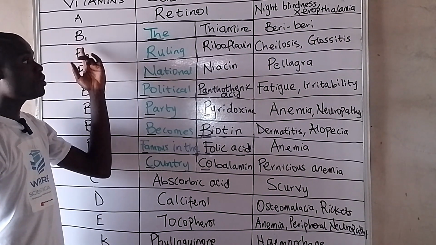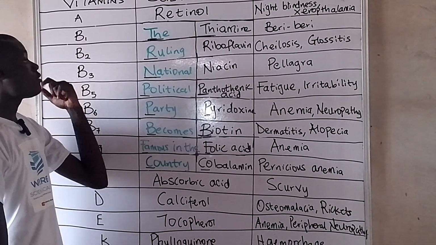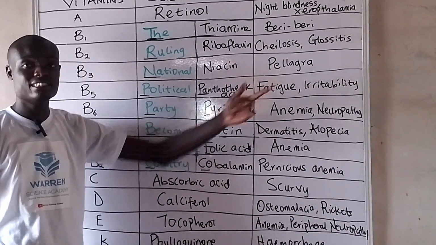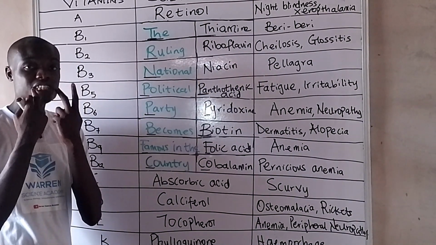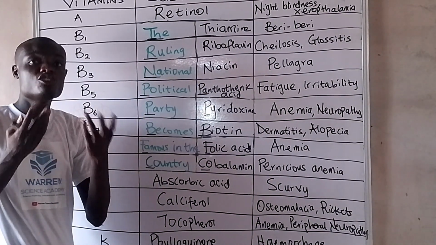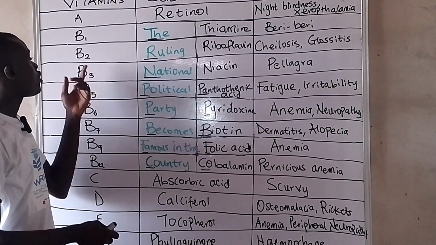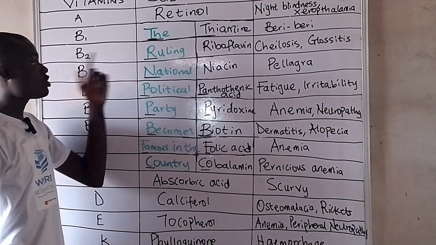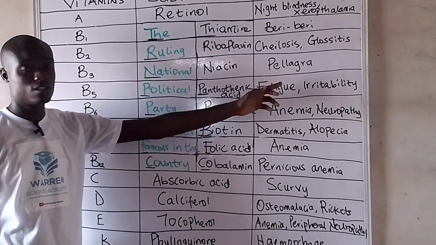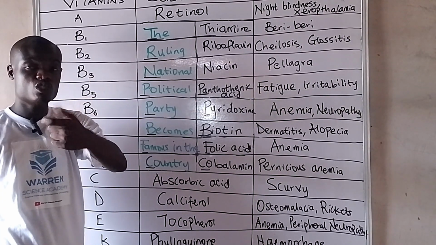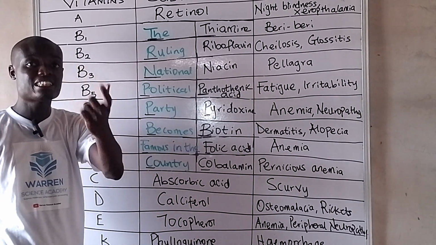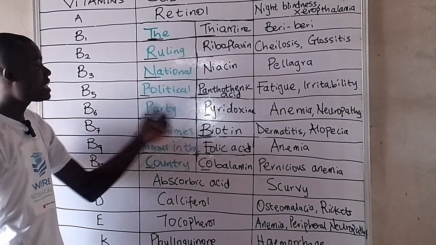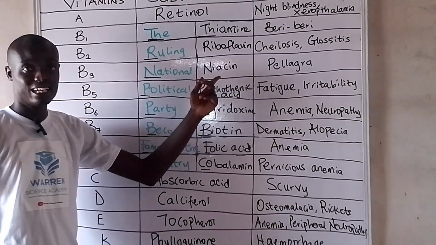Then for B1, it is beriberi. Then for B2, it's cheilosis or glossitis. The corners of the mouth or even the lips become swollen, injured, and inflamed. For vitamin B3, it is pellagra. This is a very common question in your exam because they ask you deficiency of which vitamin leads to pellagra. The answer is vitamin B3 or niacin.